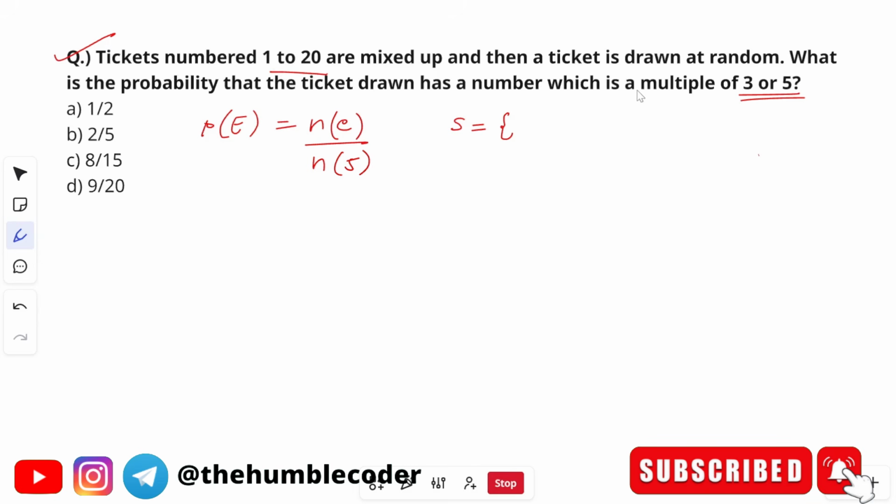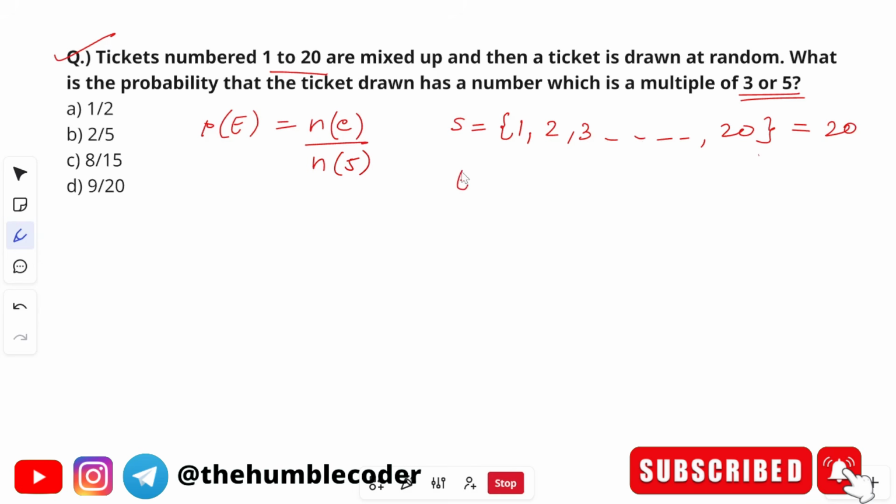So if we have a ticket numbered from 1 to 20, then what can be the sample space? Sample space can be any digit, right? From 1, 2, 3 up till 20, because we are given 20 tickets and we have to draw one. So it can be like we can get any digit from 1 to 20. So this is what our sample space is going to be. So the value of the sample space is going to be 20, because we have these 20 numbers.